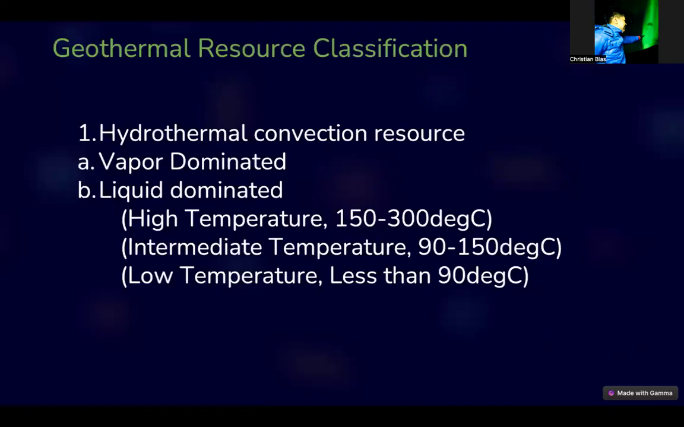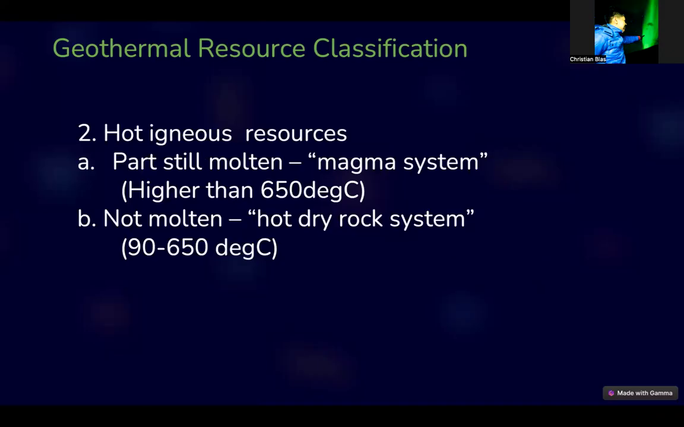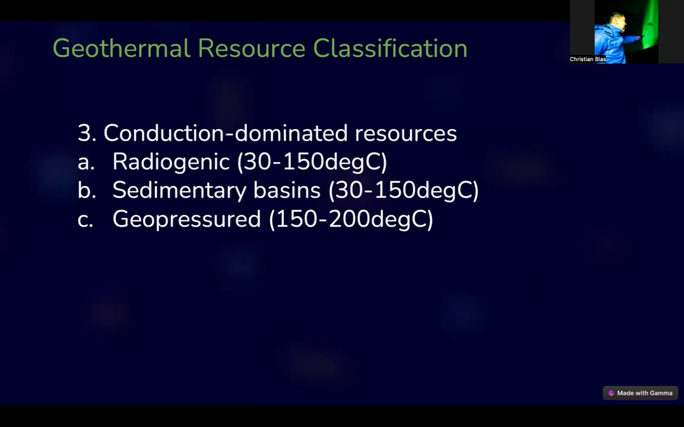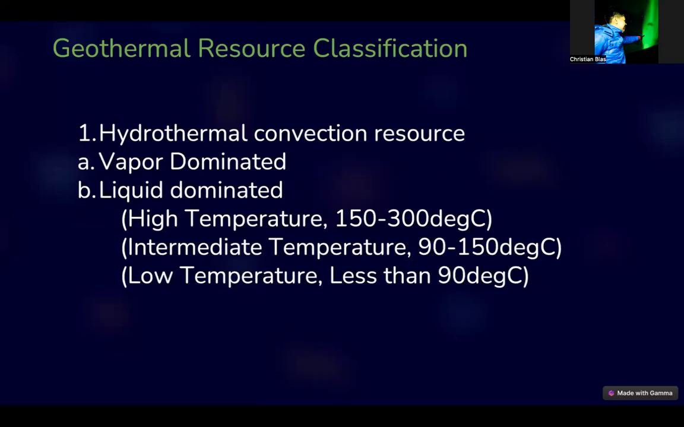Okay, so geothermal resources are basically divided into three basic classes. We have the hydrothermal convection resources, the hot igneous resources, and the conduction-based resources. Under the hydrothermal convection resources, we have the vapor dominated and the liquid dominated.